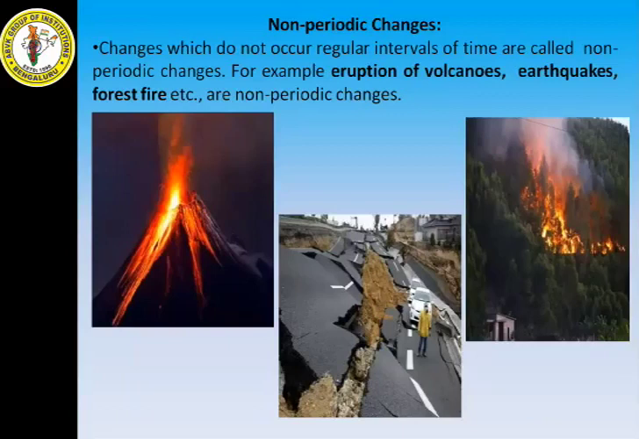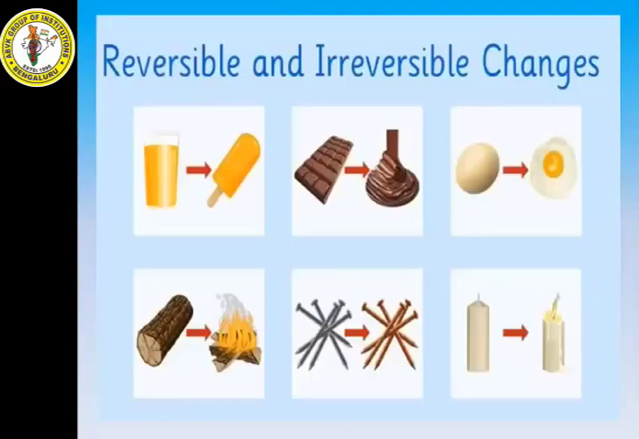Okay. So there will be no time limit here. For example, in the first hour, one volcano has erupted. In the second hour, should one more volcano erupt? No. So it is non-periodic. We will not get to know at what time the eruption will be happening. So these types of changes are called non-periodic changes.